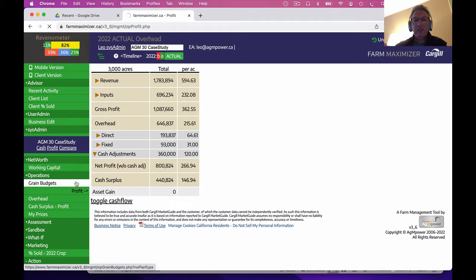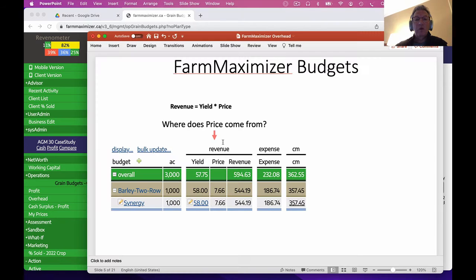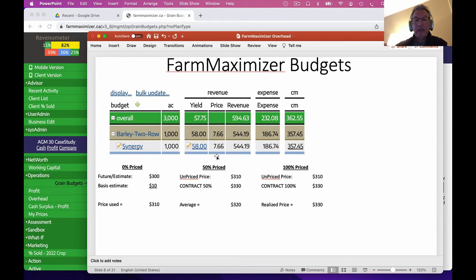You go to the grain budgets page and revenue is yield times price. Where does price come from? Price is easy when we have 100% contracted out, but what do we do before there's any contracts to be made? Well, we're going to make an assumption or base it on a future, and we're going to estimate what the basis is starting in harvest until the harvest is fully sold, and we might come up with an estimate of $310. Fully priced contracts average $330.